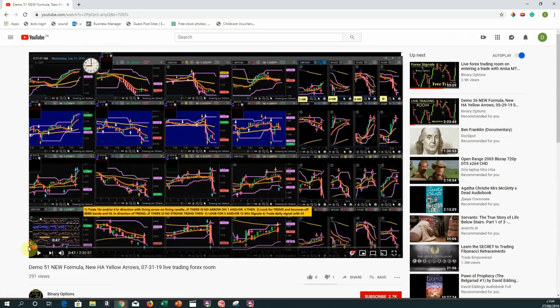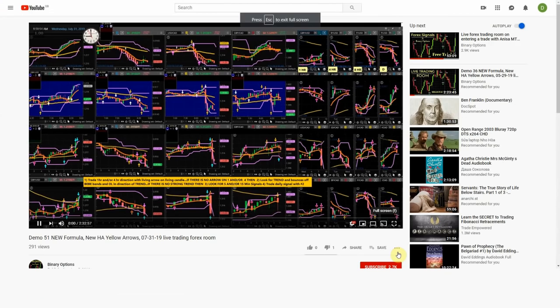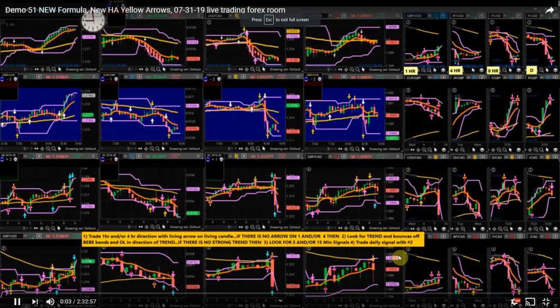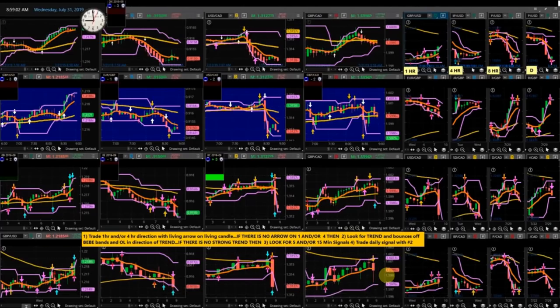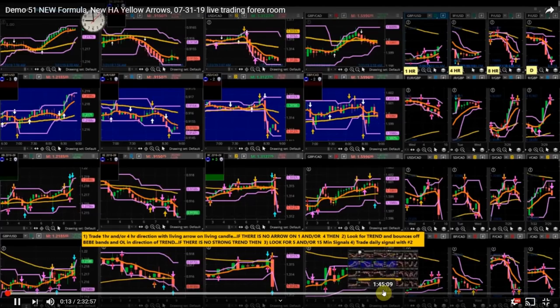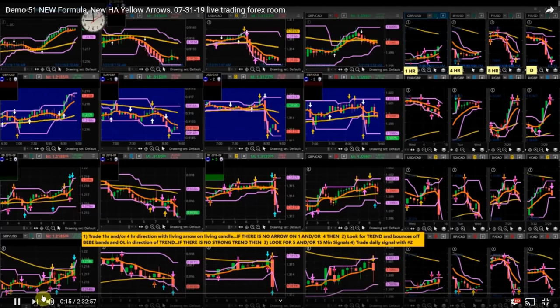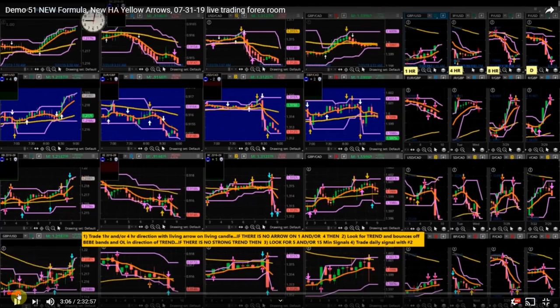Right, so this is video demo 51. Again, the reason I wanted to look at this is because what I generally found with this is it's not the easiest system to trade, and I'll explain why. So we'll look at GU.